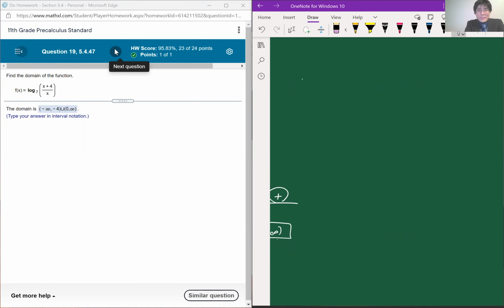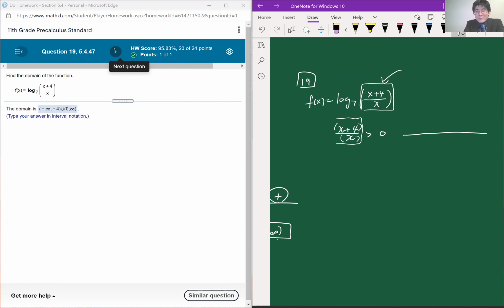Okay, number 19. f(x) is equal to log base 7 of (x plus 4) over x. Again, the domain is any number that makes this positive. So the domain is any real number satisfying this inequality. Again, this is from chapter 4.